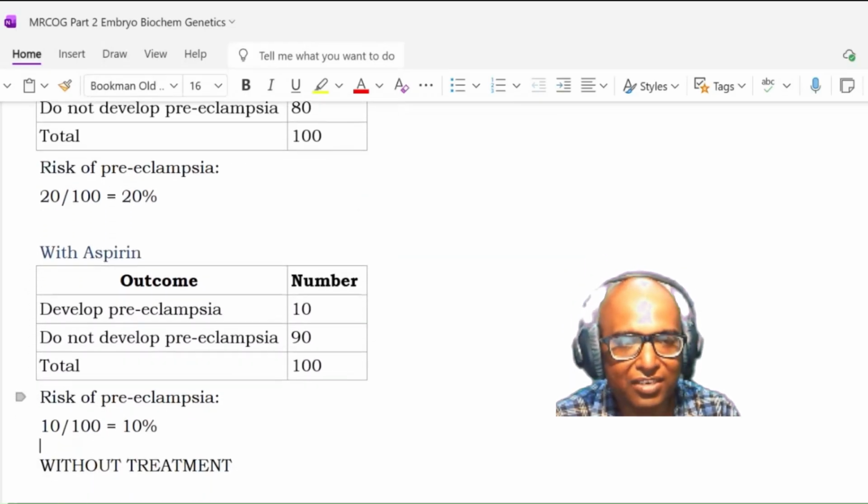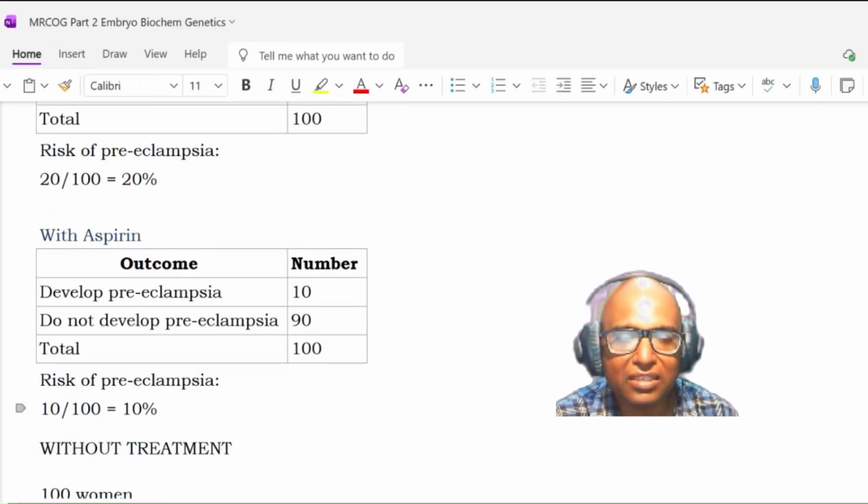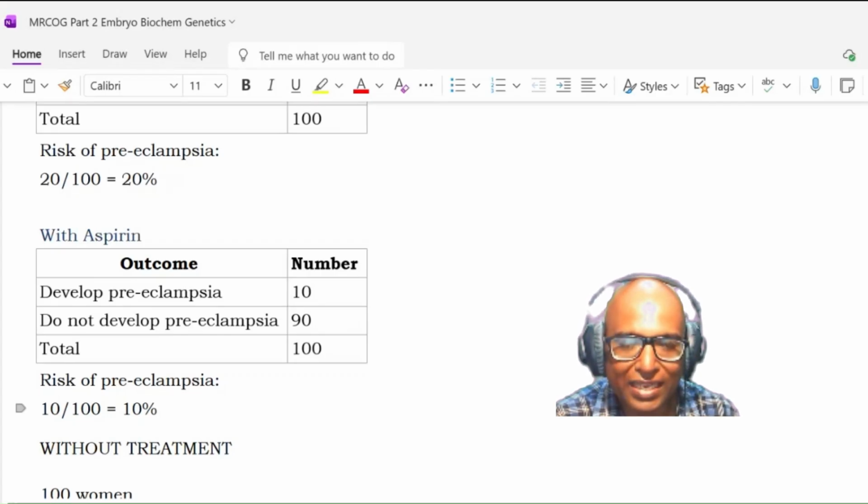Hope this is very clear. Now we will look at the patients when they receive aspirin. If the same number of patients receive aspirin, 10 patients will develop preeclampsia and 90 out of 100 will not. So the risk of preeclampsia in this group is 10%. Without aspirin the risk was 20%; with aspirin the risk has come down to 10%.